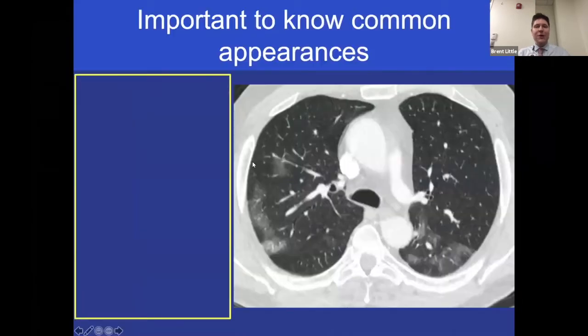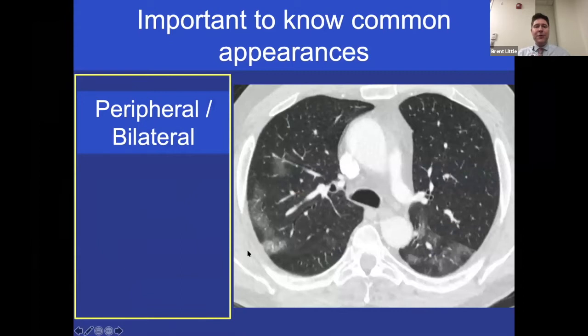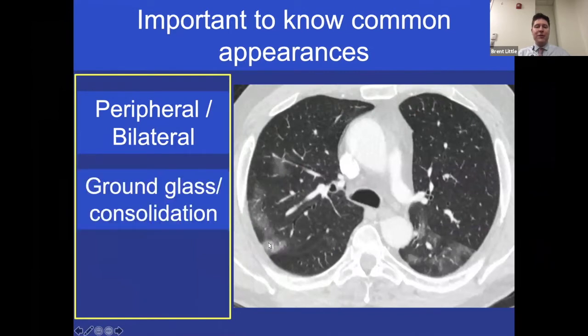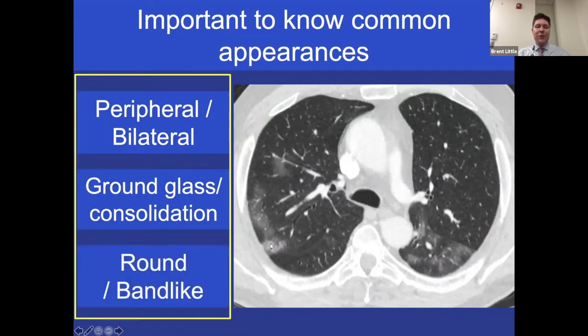It's important to know the common appearances of COVID-19 pneumonia at CT and radiography. Here's a CT showing the typical peripheral and bilateral ground glass opacities. Sometimes you can have a little bit of consolidation, and the consolidation becomes more common later on. Importantly, it can sometimes be somewhat band-like or round, and it can look somewhat like organizing pneumonia, perhaps because many times it does represent an organizing lung injury.